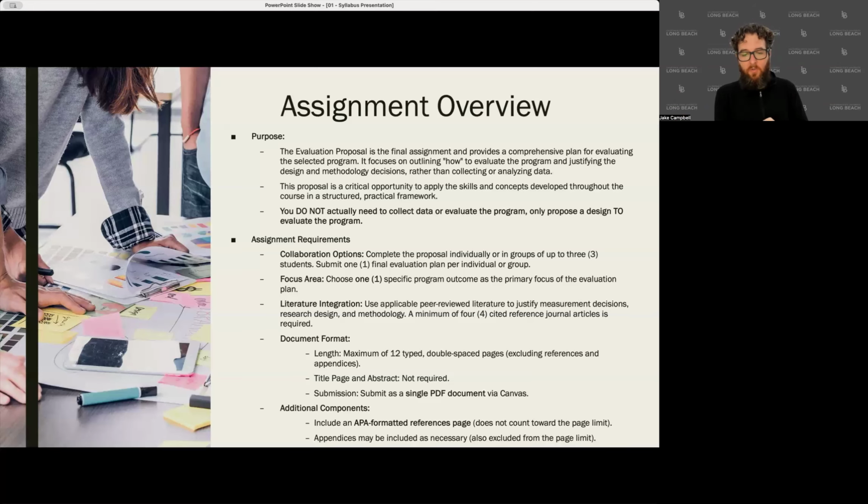The assignment requires use of integration of literature. I have mentioned before, and it says in the syllabus, there is a requirement to cite at least 4 peer-reviewed journal articles. Ideally, these should be other evaluation articles that you have found on similar topics, and you should use those to either identify parts and designs of your research strategy, so your measurement approach, your research design, things of that nature, or you should use them to justify the decision that you have made.